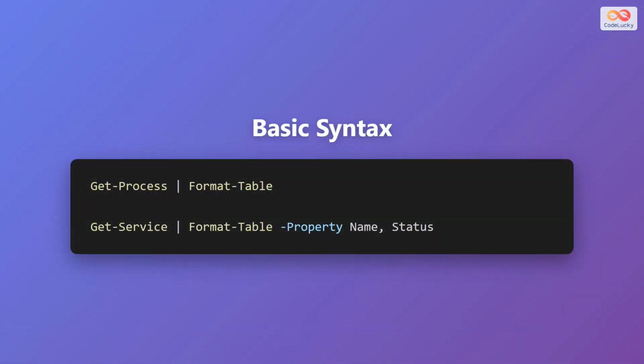The basic syntax of Format-Table is straightforward. You simply pipe the output of any cmdlet into Format-Table. For example, get-process pipe Format-Table displays all running processes in table format. You can also specify which properties to display using the -Property parameter. For instance, get-service pipe Format-Table -Property name, status shows only the name and status columns of all services. This selective display helps you focus on the information that matters most for your task.